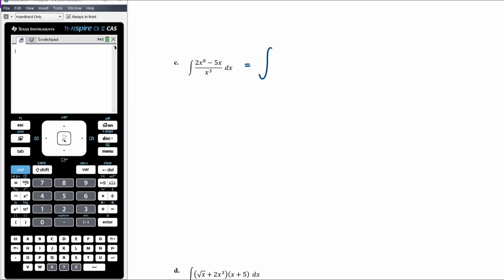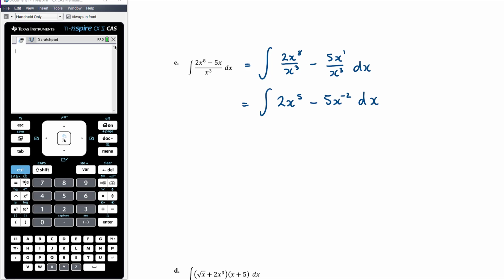So I'm going to break that up into two separate fractions. It's 2x to the 8 over x cubed minus 5x over x cubed. Again, I probably wouldn't write out this line, I would do that algebra in my head. 2x to the 8 over x cubed, subtracting those powers gives me 2x to the 5, minus 5x to the 1 over x cubed, so that's going to be 5x to the power of -2, subtracting those powers.